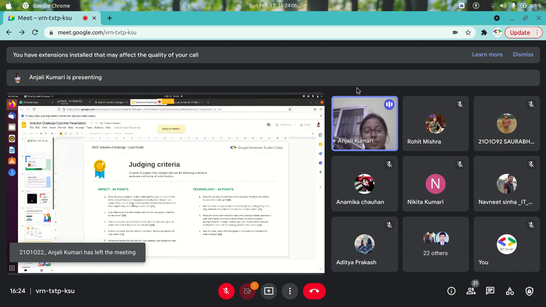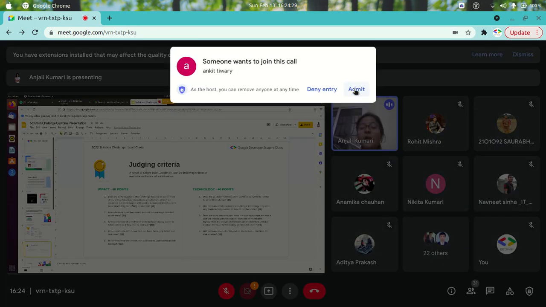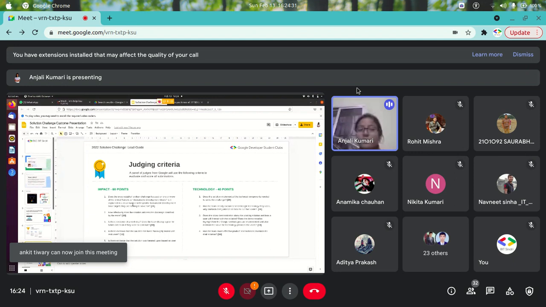Is there evidence that the solution was iterated upon based on users' feedback? So these are the points your hack will get points for. Okay, that is the impact, and 40 points you will be getting on technology. So as I have said, you have to build your hack, you have to turn your idea into a software solution using Google technologies.